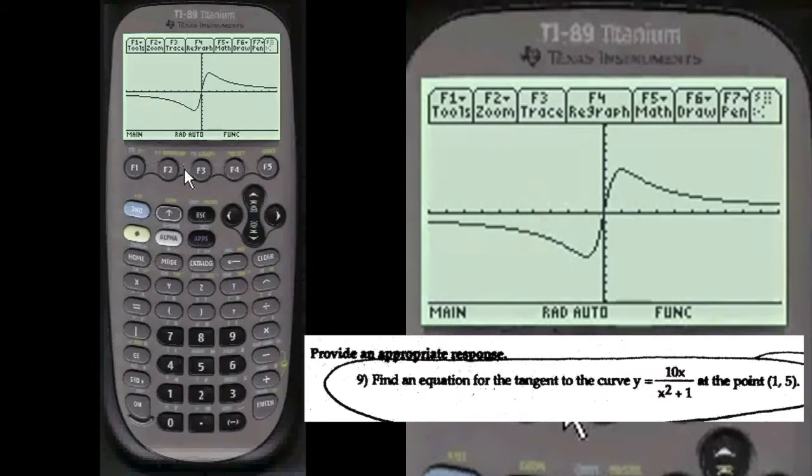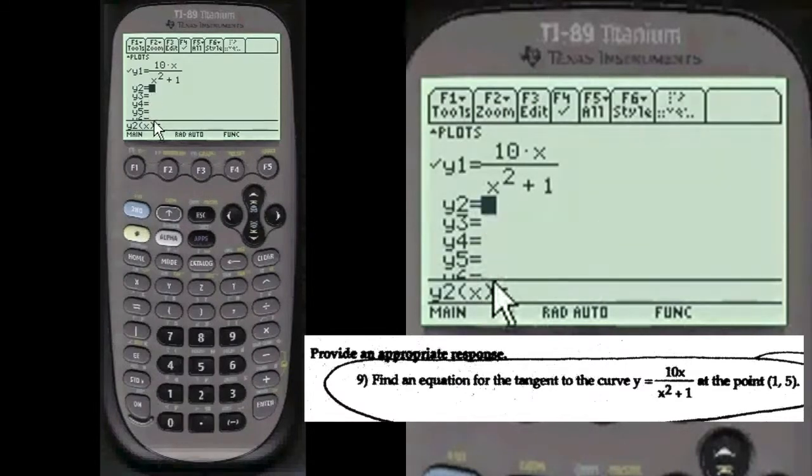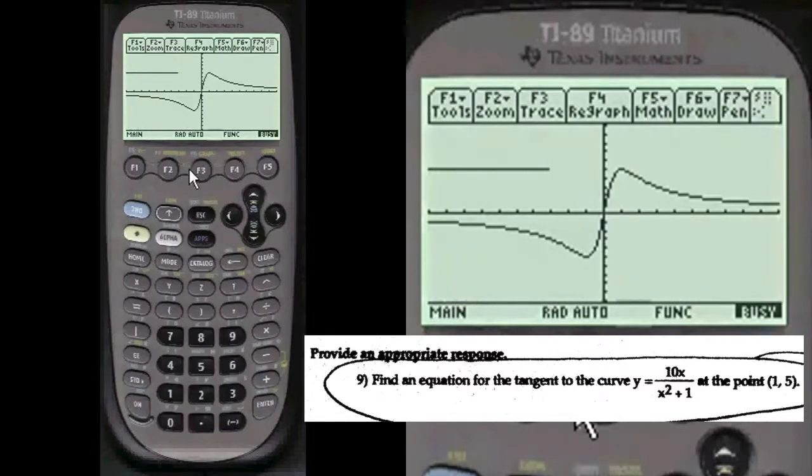And now we're going to go back and put in the equation for the tangent line that we found. So we're going to go back to F1 again, and we found out that the slope was 0. Actually, the equation was 0 times x plus 5. So that's the equation for the tangent line in this. And then we're going to graph it again and see what happens.